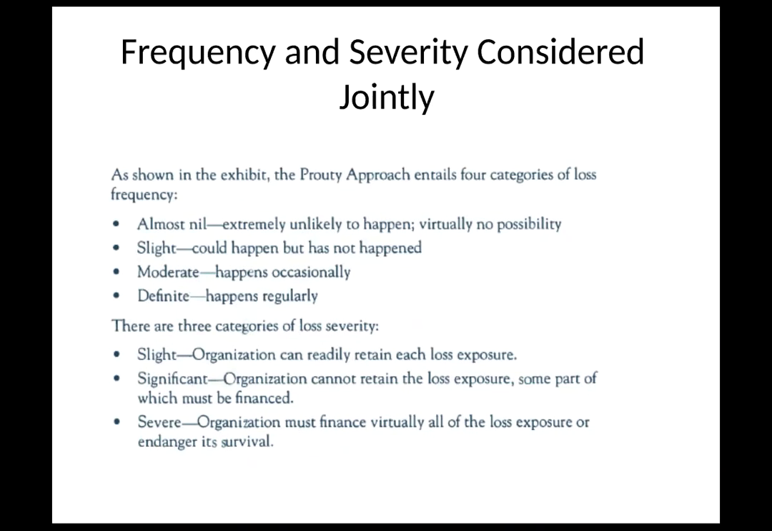This is basically just talking about the chart. There are three categories of loss severity. Slight: the organization can readily retain each loss exposure. When it's significant: it cannot retain the loss exposure, so some part of it must be financed. And finally severe: that's really when you finance. If you have a severe loss severity, that's when you want to transfer the risk or buy insurance.